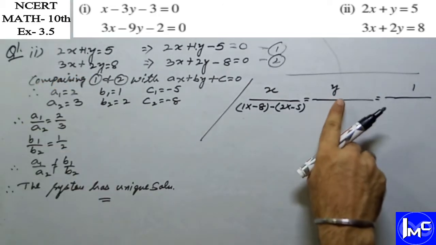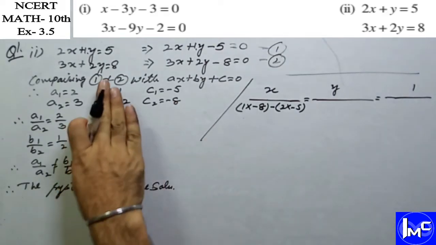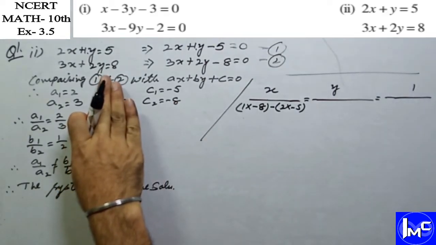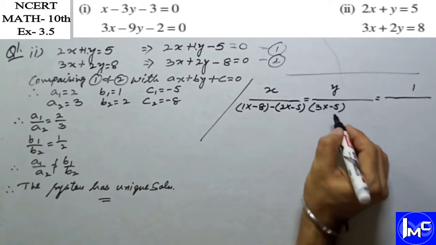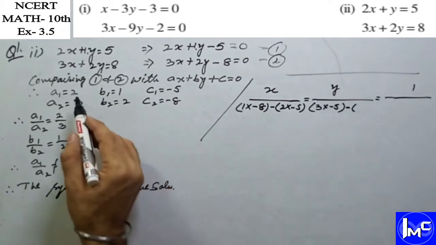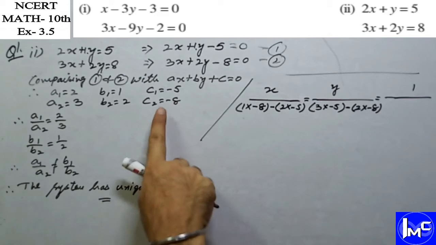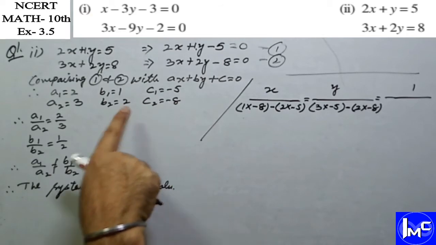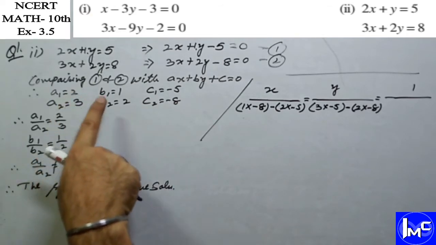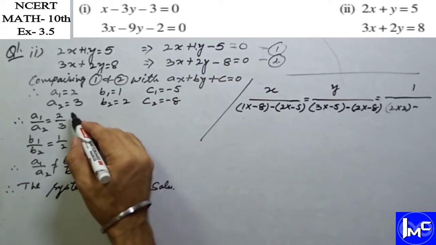Now for the denominator of y, we will leave these two coefficients and not consider them, and we will multiply 3 into -5 minus 2 into -8. And for the last term, these two coefficients will be omitted, and we will again multiply 2 with 2 minus 3 into 1.